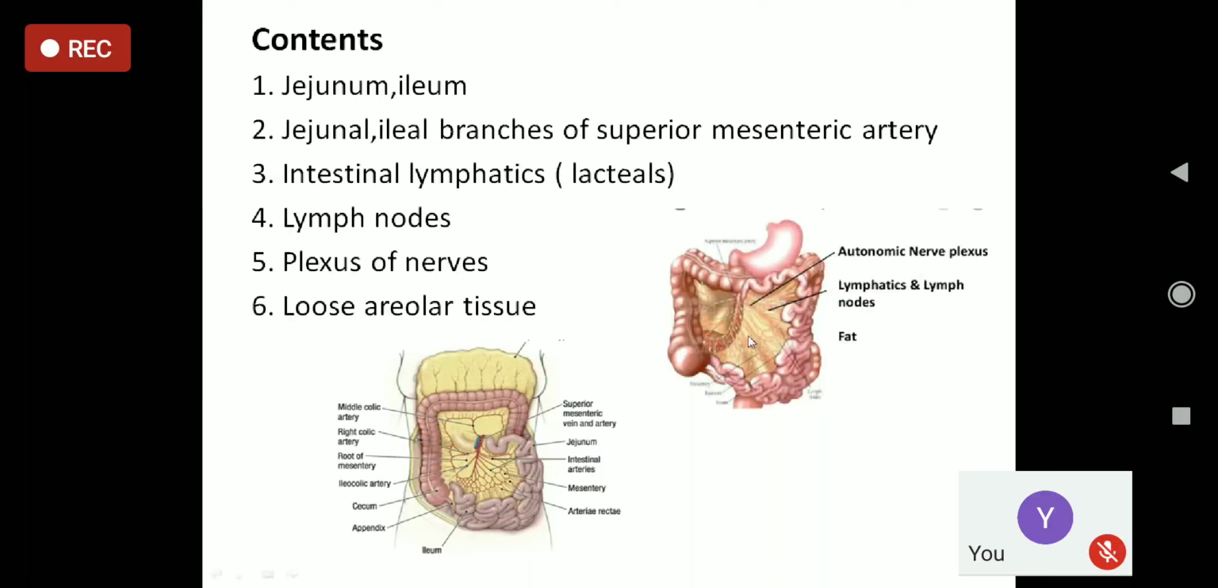So here also you can see, this is the mesentery here. What does it contain? It contains the jejunum as well as the ileum itself. So one of the important contents of the mesentery is the jejunum and ileum. Then here you can see a number of branches. They are the jejunal and the ileal branches of the superior mesenteric artery. Then intestinal lymphatics, known as lacteals, then lymph nodes, the plexus of nerves, then the loose areolar tissue. So these are the contents of the mesentery.